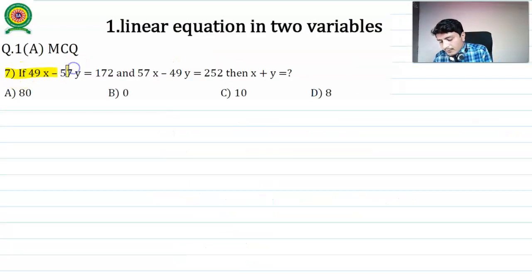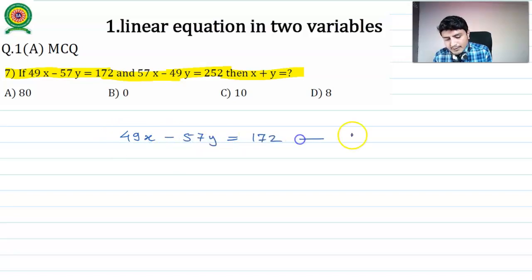If 49x minus 57y equals 172 and 57x minus 49y equals 252, then x plus y is equal to what? I am writing the given simultaneous linear equations in two variables one after the other: 49x minus 57y equals 172. Let's call this equation number 1.